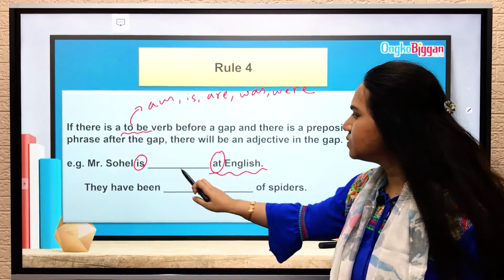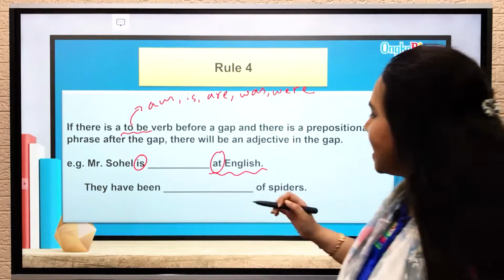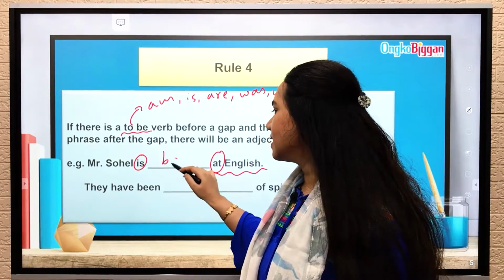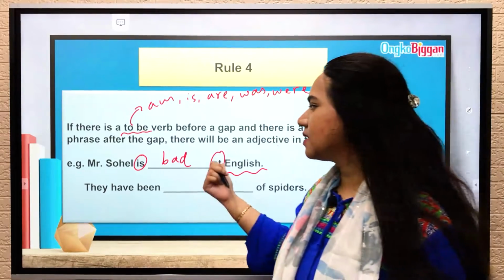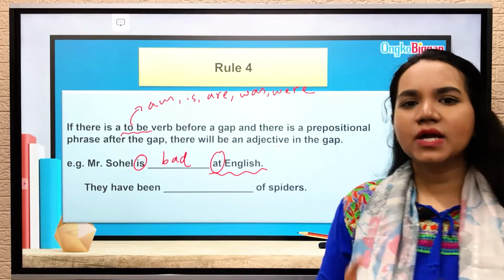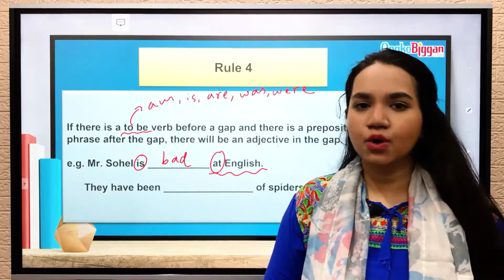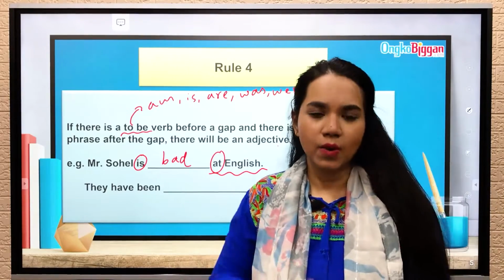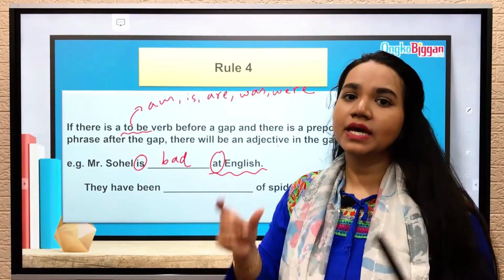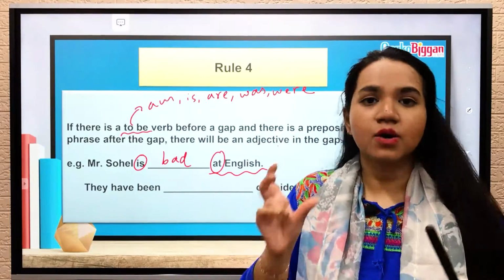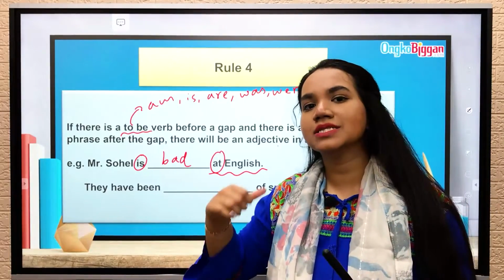Let's see what we will do in the blank. There will be an adjective in the gap. So Mr. Sohail is dash at English. I could just say bad at English and I would be fine with that, because bad is an adjective. Or you could say Mr. Sohail is good at English. My question is, can I put Mr. Sohail is well at English? No. What is the difference between good and well? If I say something is good, it means that there has to be an adjective. The word good is being used as an adjective, which means that the word good is being used to describe a noun.